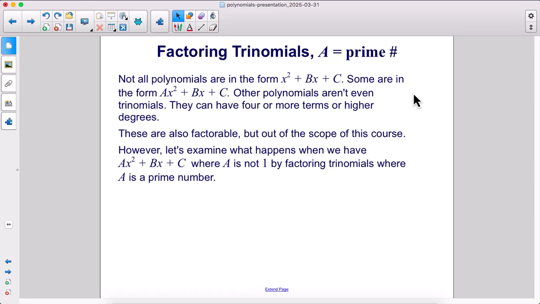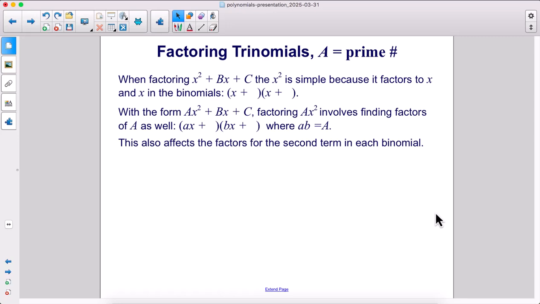However, let's examine what happens when we have ax squared plus bx plus c where a is not 1, by factoring trinomials where a is a prime number. When factoring x squared plus bx plus c, the x squared is simple because it factors to x and x in the binomials. With the form ax squared plus bx plus c, factoring ax squared involves finding factors of a as well, where ax times bx, a times b is going to equal the coefficient capital A. This also affects the factors for the second term in each binomial.